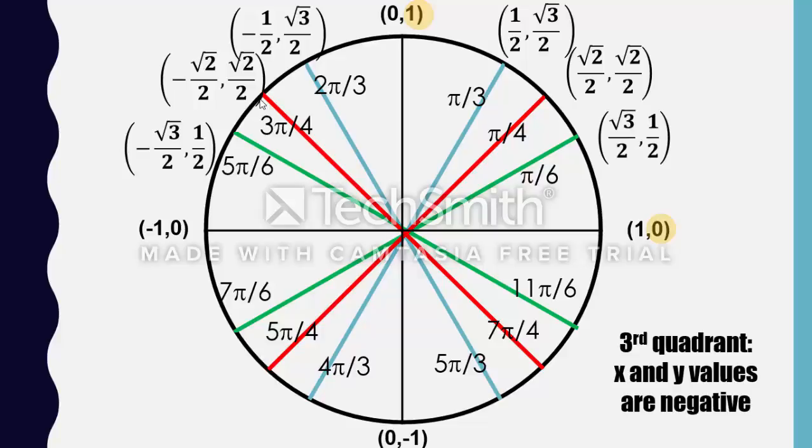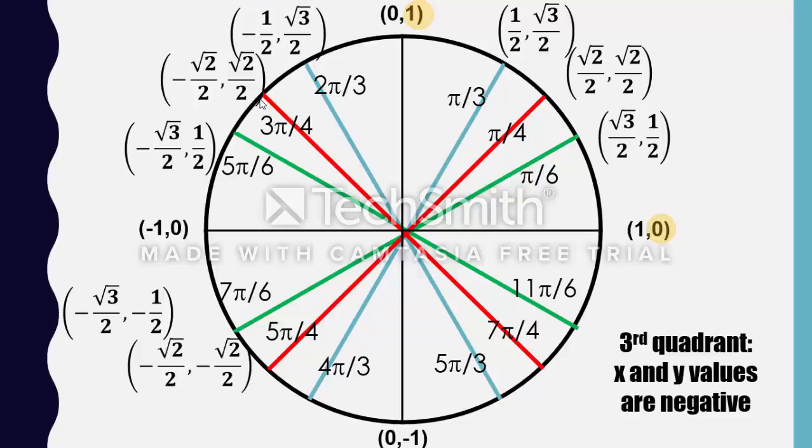In the third quadrant, both the x and y values must be negative. So 7 pi over 6 gives us negative square root of 3 over 2 and negative 1/2, which corresponds here to 5 pi over 6, and also up here at pi over 6.